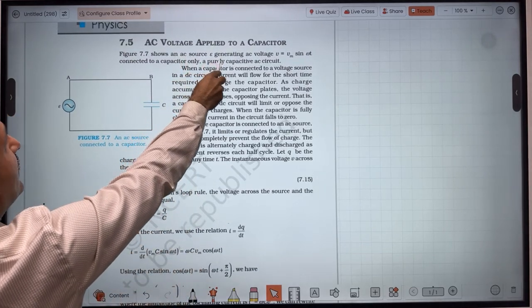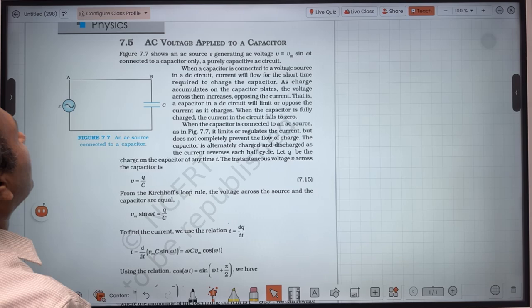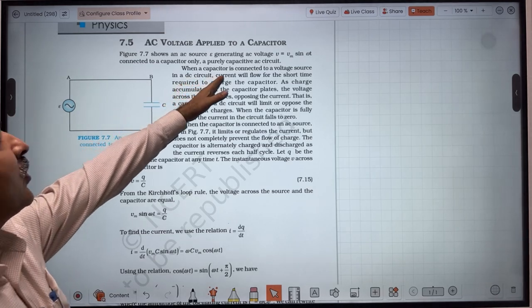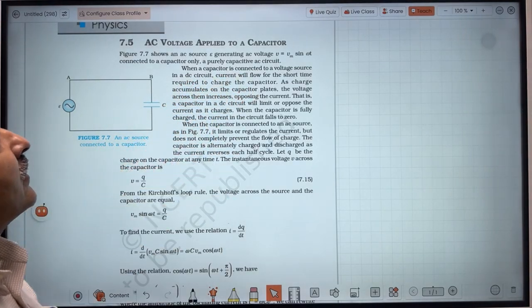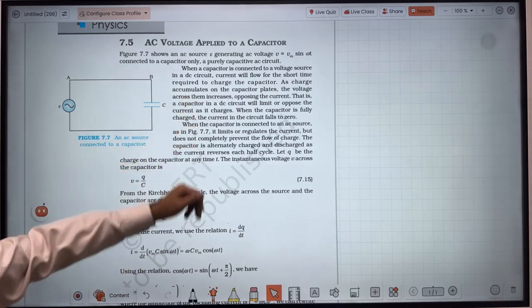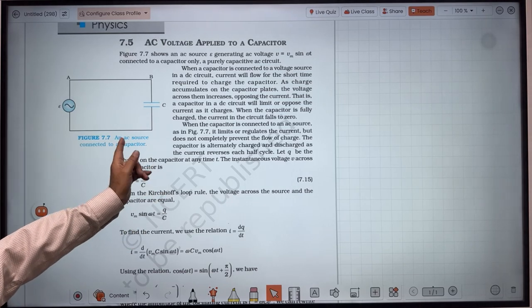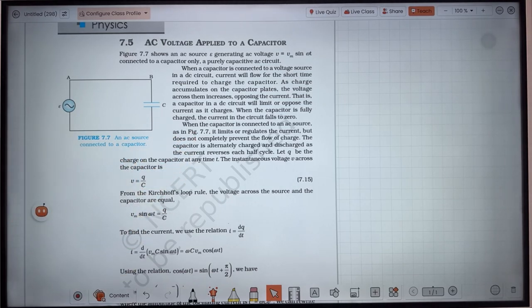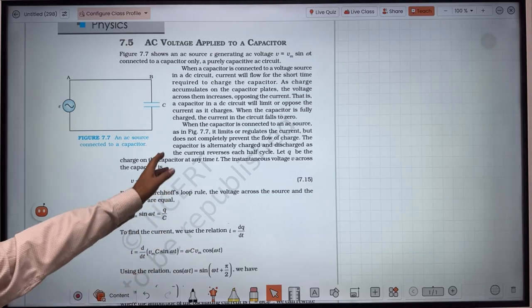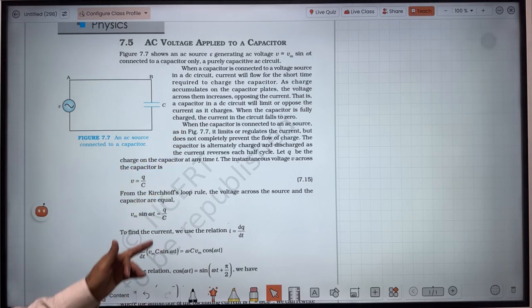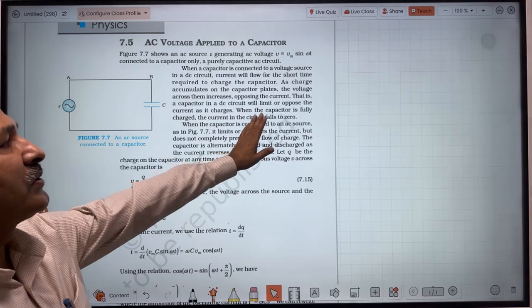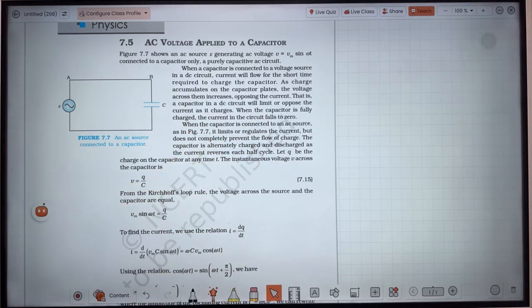In the figure, an AC source E generating voltage V equal to Vm sin omega t is connected to a capacitor only, a purely capacitive AC circuit. When a capacitor is connected to a voltage source in a DC circuit, current flows for the short time required to charge the capacitor. As you know, as charge accumulates on the capacitor plates, the voltage across them increases, opposing the current. That is, a capacitor in a DC circuit will limit or oppose the current as it changes. When the capacitor is fully charged, the current in the circuit falls to zero. That is the steady state case.